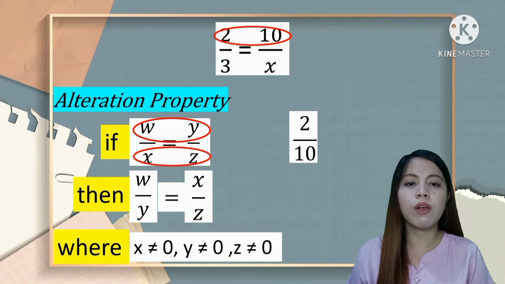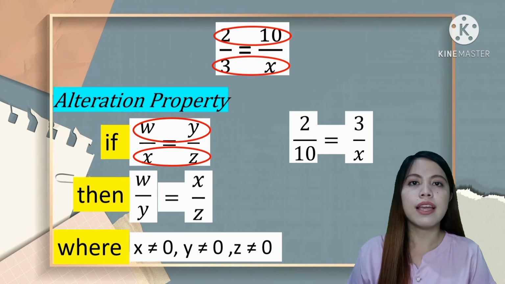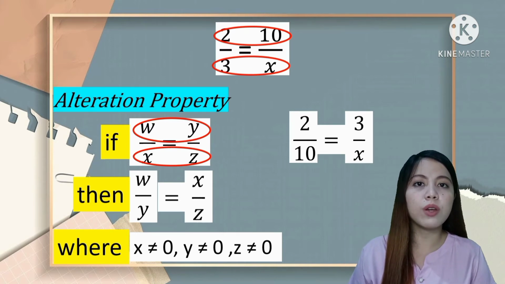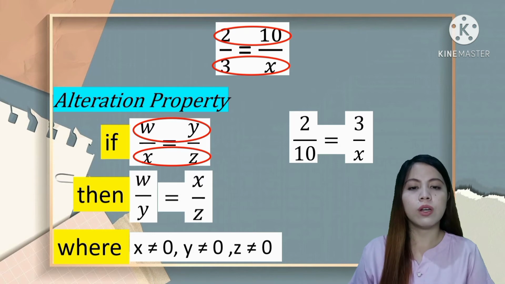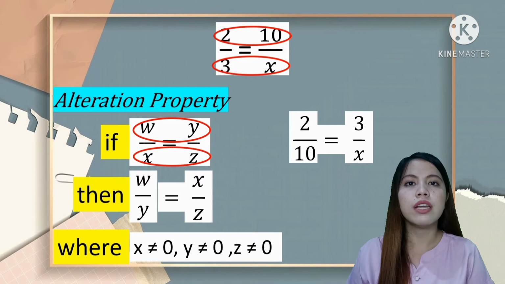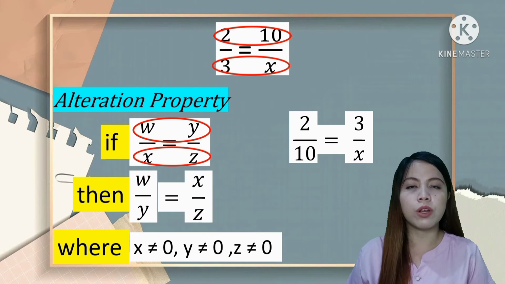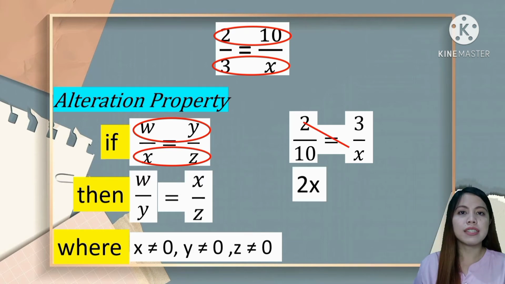So we will have 2 over 10 equals the two denominators, which are 3 and X. So we will have 3 over X. We have here 2 over 10 is equal to 3 over X. In order to find the value of X, we will use again the cross multiplication property, or the cross multiplication method. 2 times X is 2X and 3 times 10 is 30.